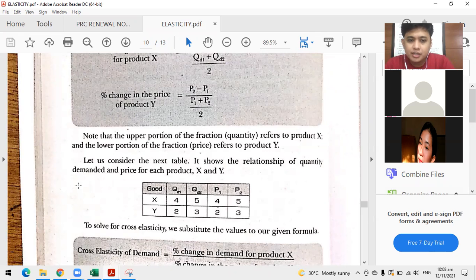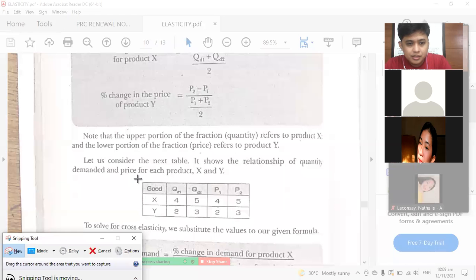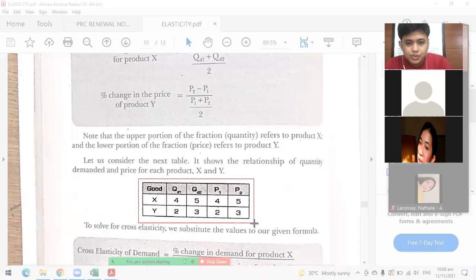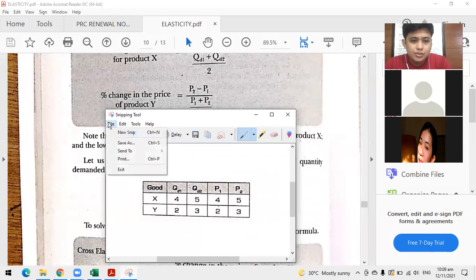We have given x and y. Okay, so gusto nating malaman yung relationship ng x and y. Okay, so mag-new lang tayo dito. X and y. Let's have these two goods.